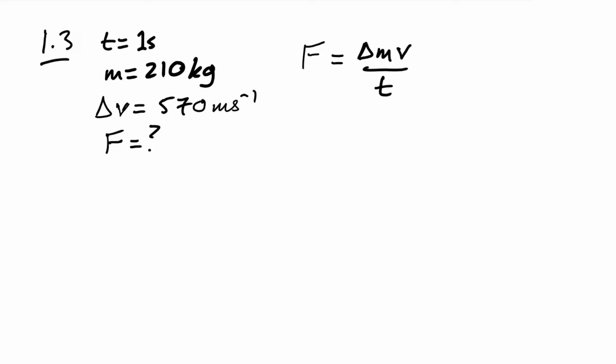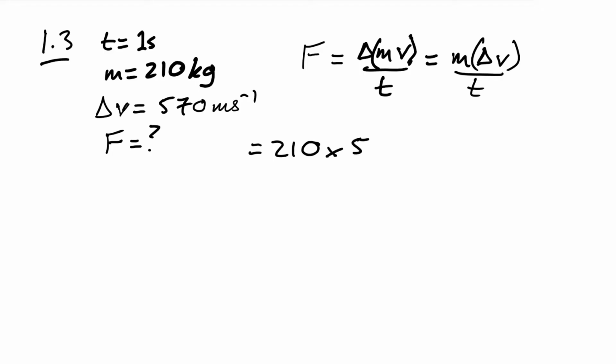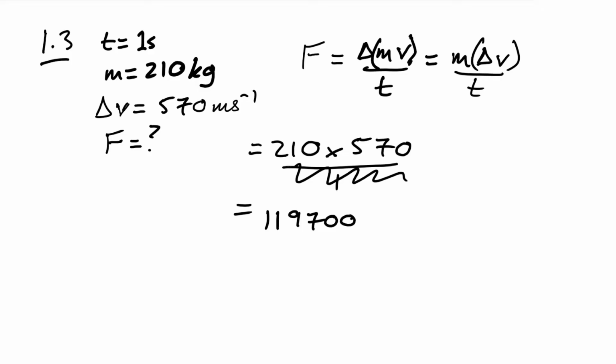In this case, it's the velocity, so we can say that's just the same as the mass times the change in velocity divided by the time taken. So that's just going to be 210 times our change in velocity, 570 meters per second, divided by the time of 1 second. And that is 119,700 newtons. Our data was given to a maximum of 2 sig figs here. Therefore, we can give our answer to 2 sig figs there.